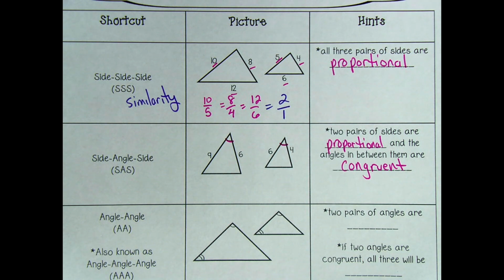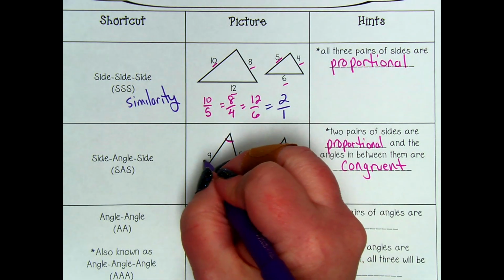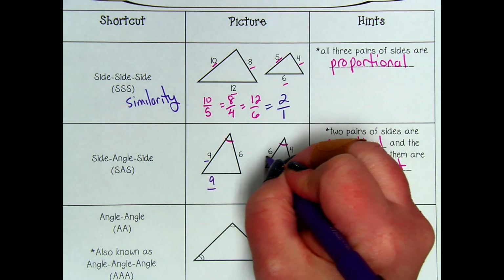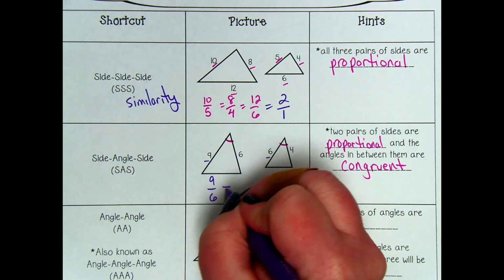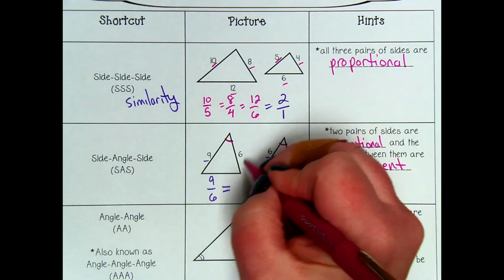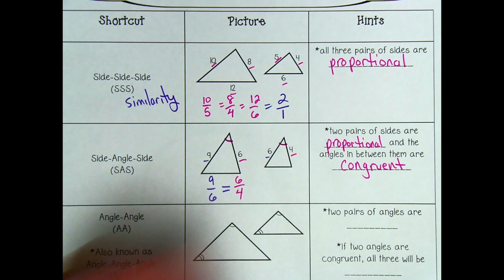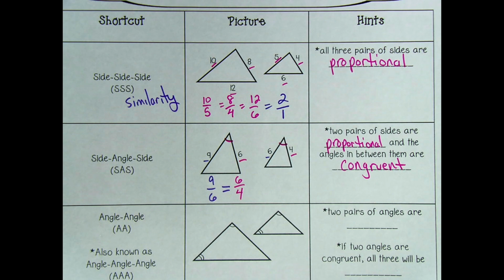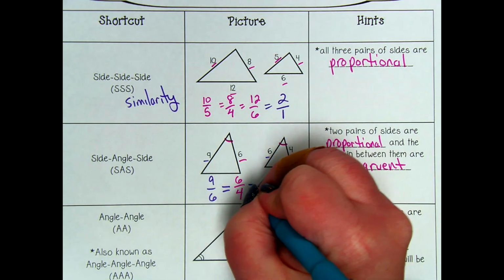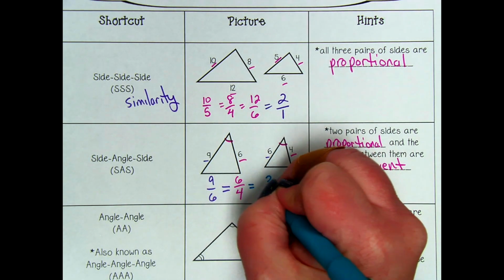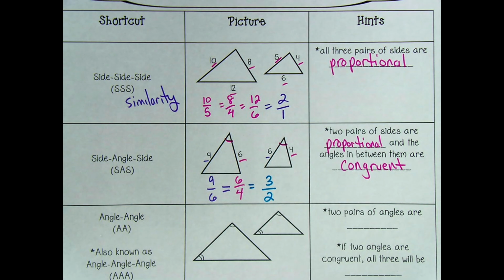And now I'm going to compare the sides. 9 over 6 is equal to 6 over 4. They both reduce to 3 over 2. Therefore, these triangles are similar by side angle side.